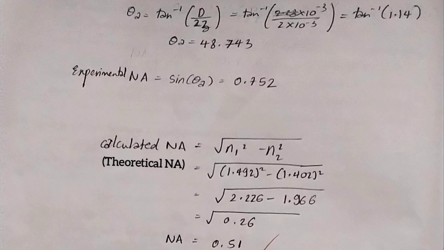Once you find theta A, you can find the experimental numerical aperture, which is somewhere around 0.752 for me. The theoretical numerical aperture can be calculated using this formula. That's the experiment. You will get these two values, and as long as they're somewhat close to each other, of course the experimental numerical aperture will be slightly higher or lower because the apparatus isn't perfect, but that's the experiment. So those are the two things you'll have to find.